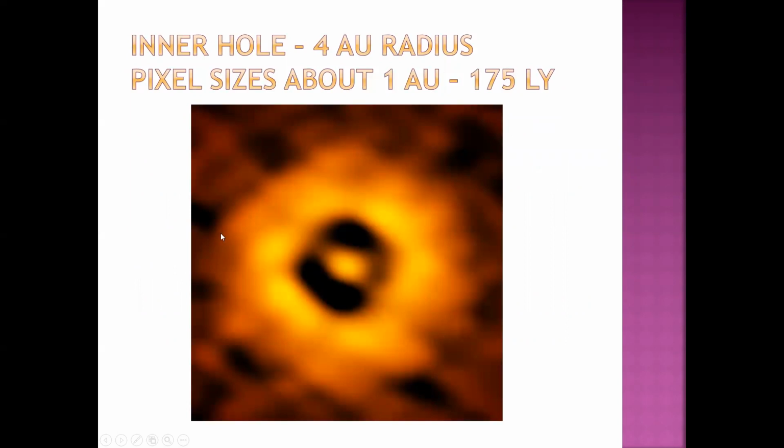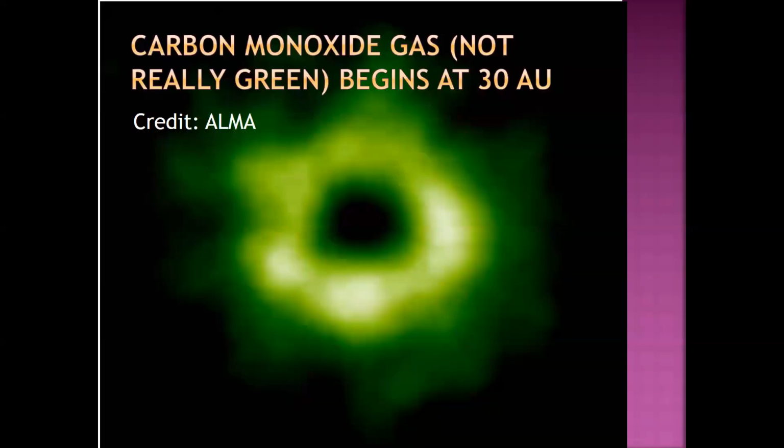So here's the inner hole, and each pixel is about 1 AU. So this is the inner hole that's 1 AU extending out from the star. This whole picture is about 4 AU. And just one interesting fact is if this is 1 AU and the star is 175 light years from Earth, that means that this distance across here is 1/10,000,000th of the distance to the star. So you can imagine what a small angle that is. But they're able to do that with a large telescope array.